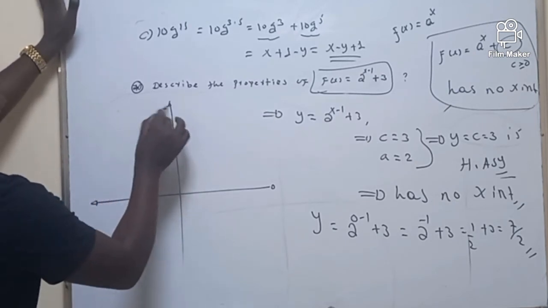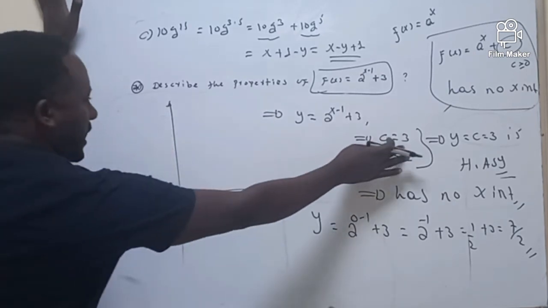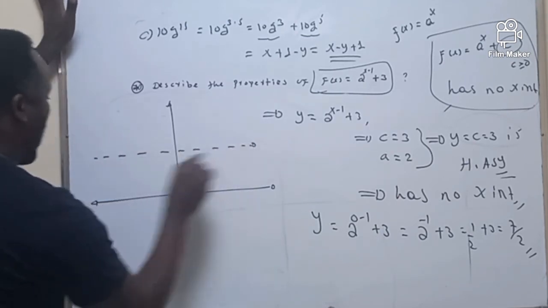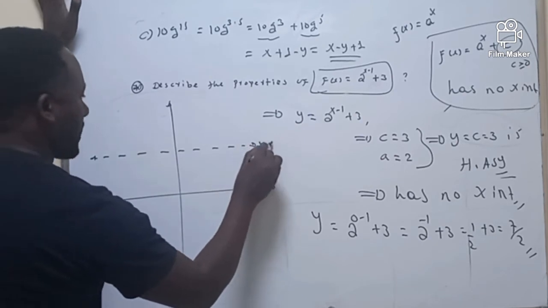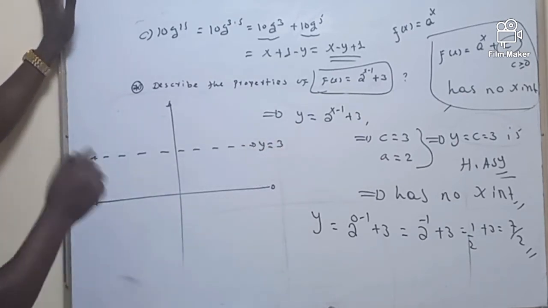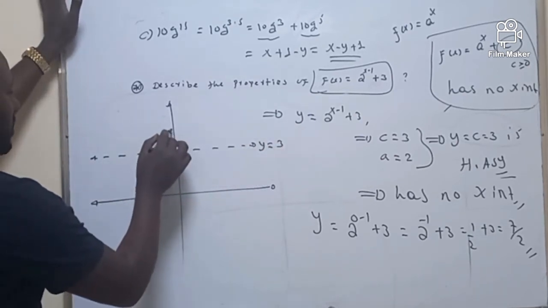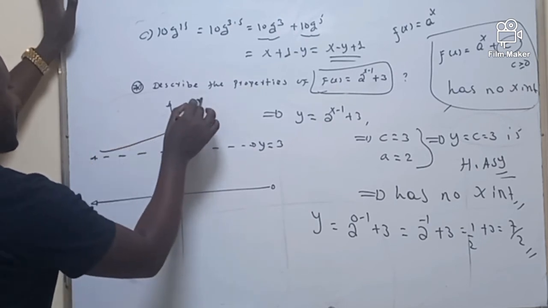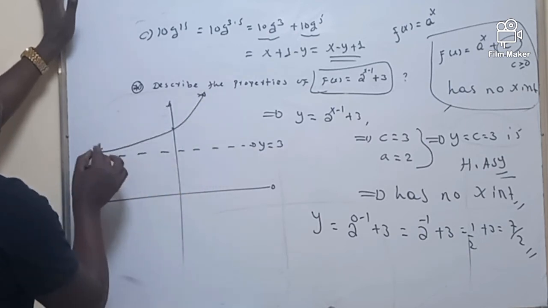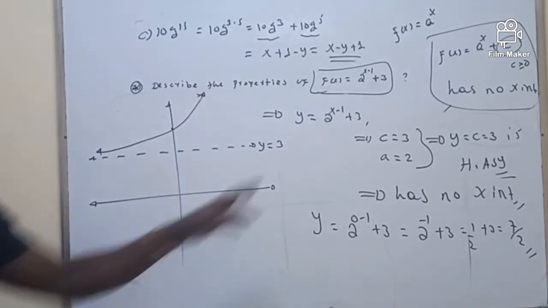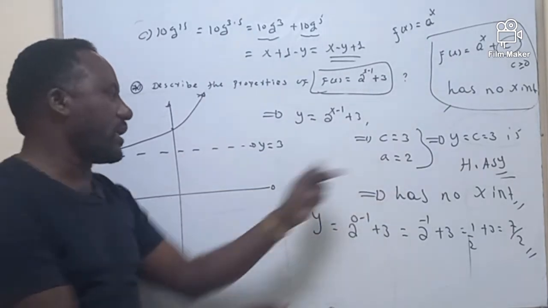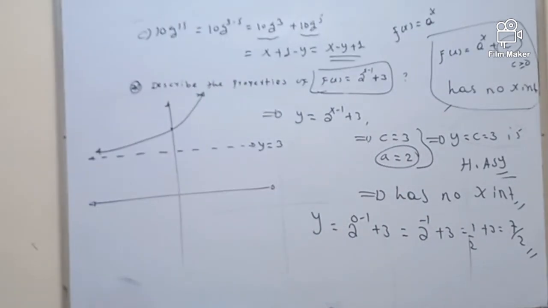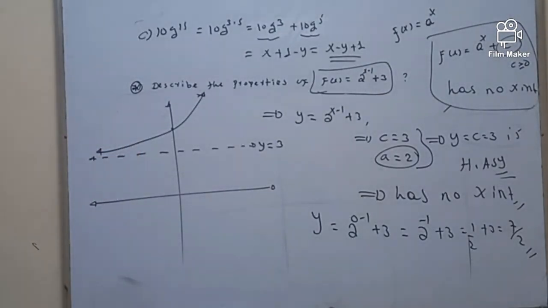Hence the graph of this problem has the horizontal asymptote y equal to 3, and the y-intercept is (0, 7/2), that is 3.5, around here. Since the base of this exponential function is greater than 1, the graph is going to be increasing like this.